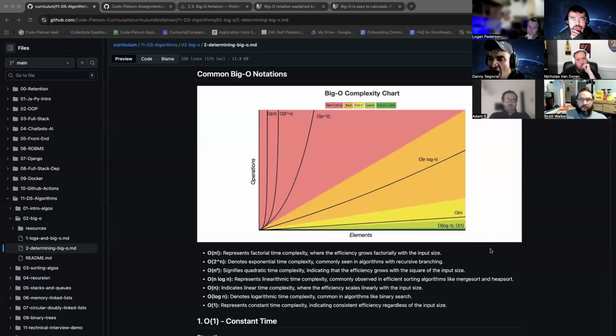All right, so common Big O notations. Has anyone ever seen this chart before? Yeah, we saw it yesterday. Okay, this is the basic Big O chart you always see when it comes to computer science. And what's the most efficient algorithm on this chart? It's O(1), and that's also known as what kind of time? Constant time. Constant time. That's by far the most efficient.